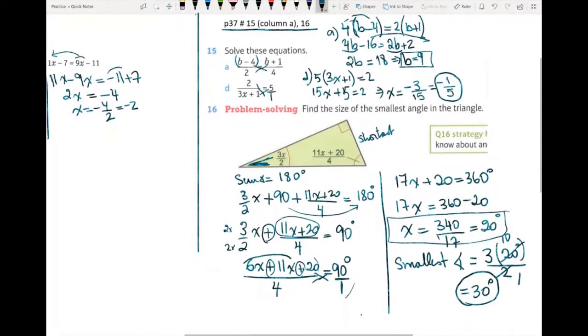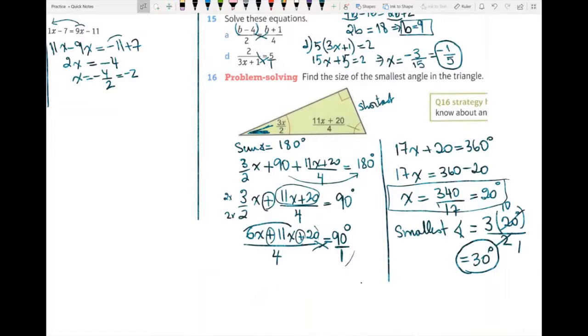In part 16, find the size of the smallest angle in the triangle. So if you look at the shortest side, the angle opposite to it would be the smallest angle. Therefore, in a triangle, when they say that they want you to find the smallest angle, you have to look for the shortest side. Now, they want the size of the angle, therefore we have to solve for x.